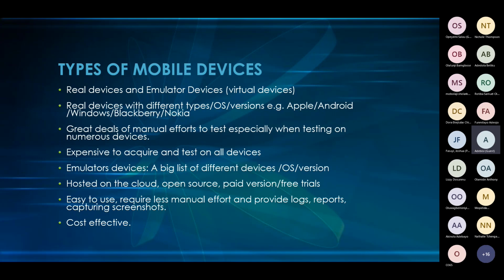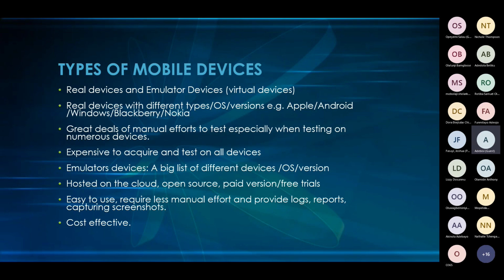Then also, for types of mobile devices, we have the real devices. We have the ones with different types of operating systems, like Apple. We have Android, Windows, BlackBerry, and Nokia. You know, people use these different ones. People use Android. People use Apple, Windows. Anyone you feel you want to use, you use it.